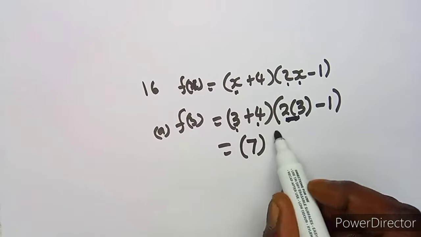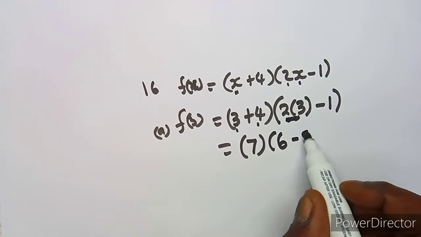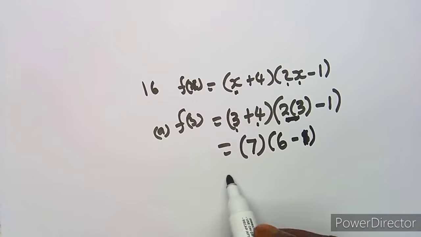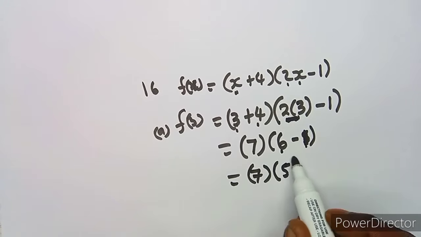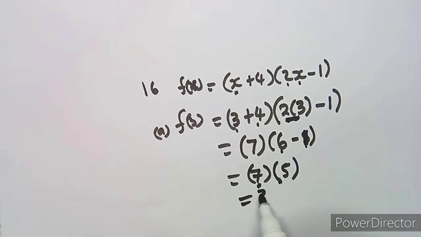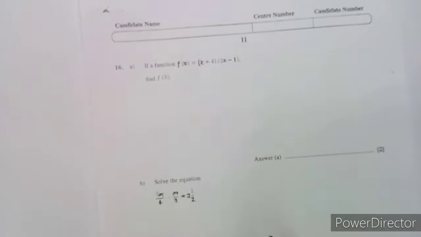2 times 3, which is going to give us 6 minus 1 in this case. All right, then we are going to be left with 7 times 6 minus 1, which is 5. Bracket by bracket, simply you're multiplying, so this is going to give you 35. So that's it, guys, just like that.